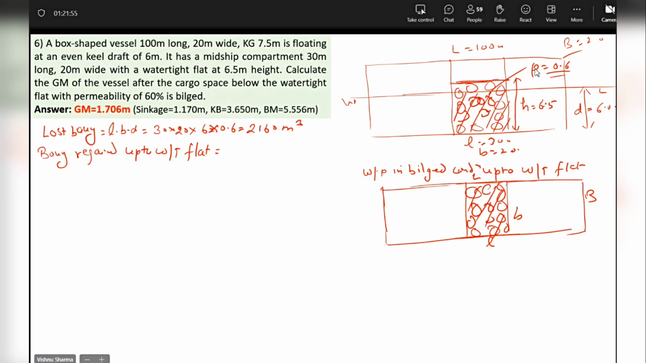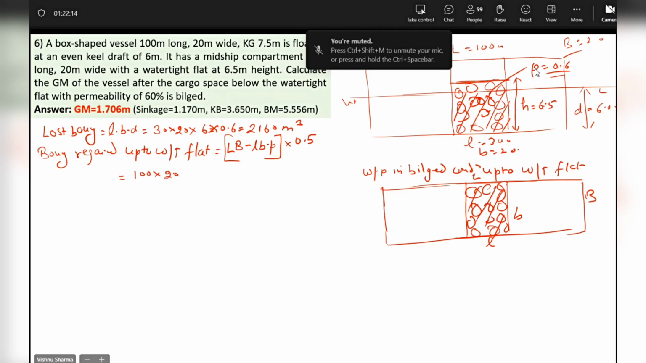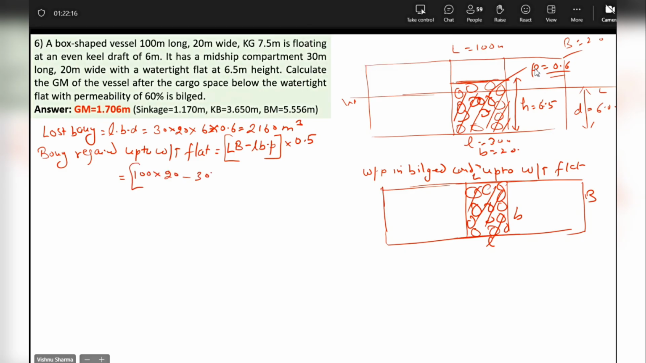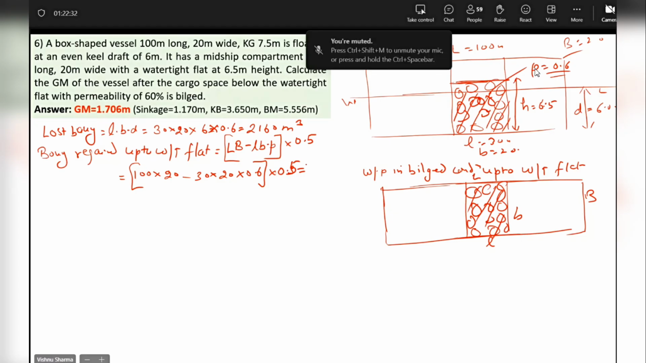Now I'm just talking to myself and solving it. Intact water plane will be whole water plane minus lost water plane into sinkage from 6 meters to 6.5, that is 0.5. I put the values: 100 into 20 minus 30 into 20 into 0.6 into 0.3, 0.5, sorry. And I think you said 840 or 860, guys. How much? 820. 820 cubic meters.